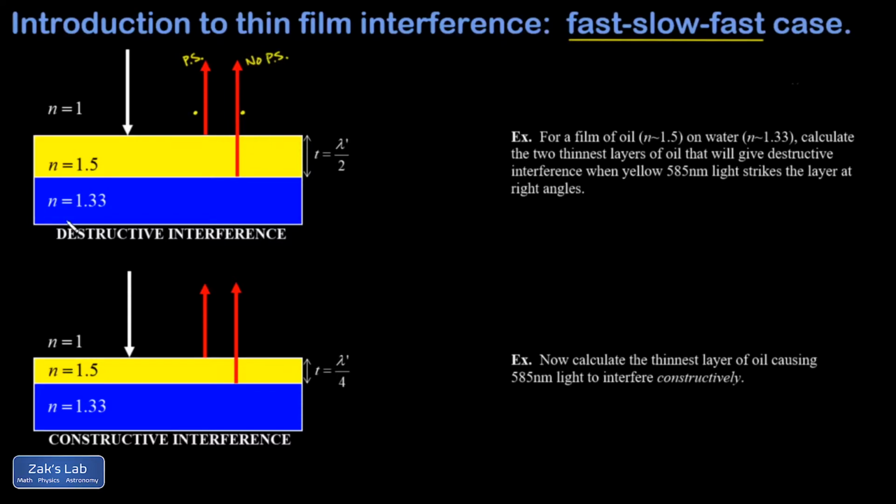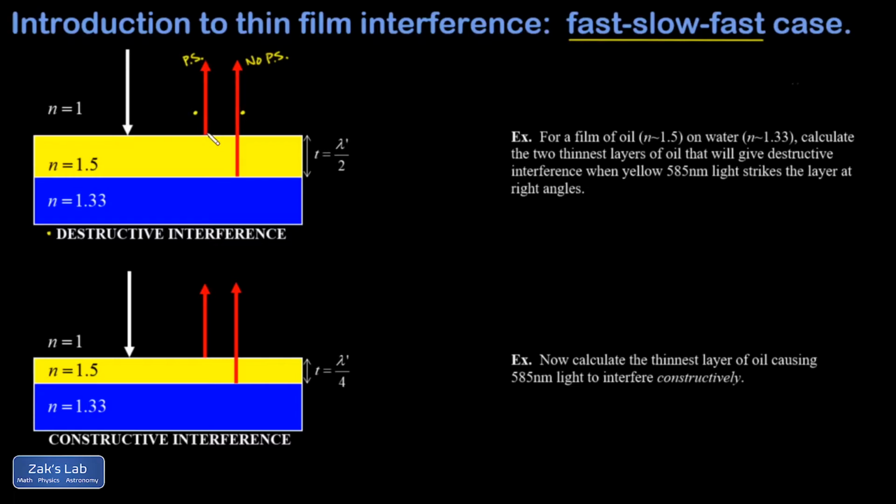So in the first diagram, I've already given away that this is going to cause destructive interference between the two reflected rays, and we're trying to figure out why. And I've labeled over here the thickness of the oil film as being lambda prime over 2, so the wavelength of the light in the oil over 2. Why should this cause destructive interference?